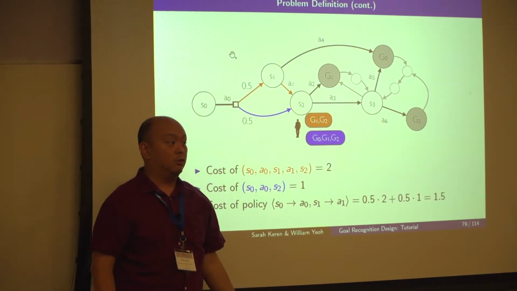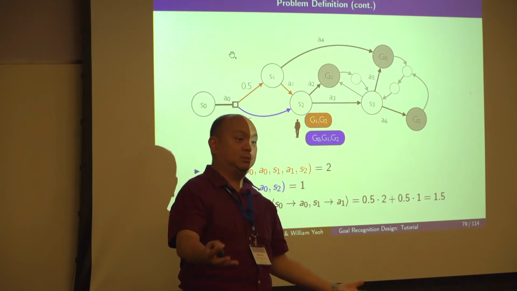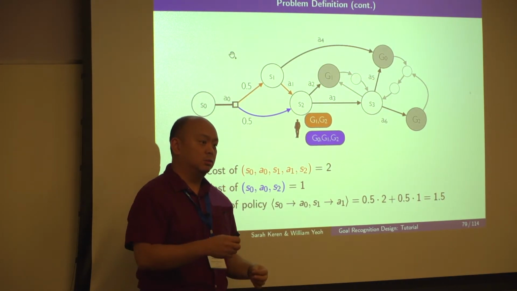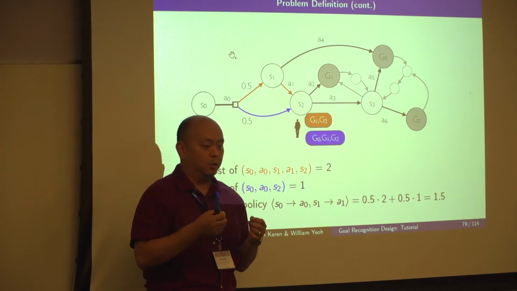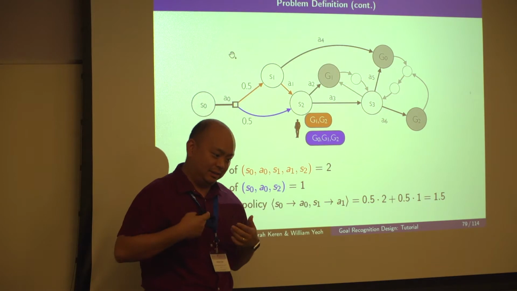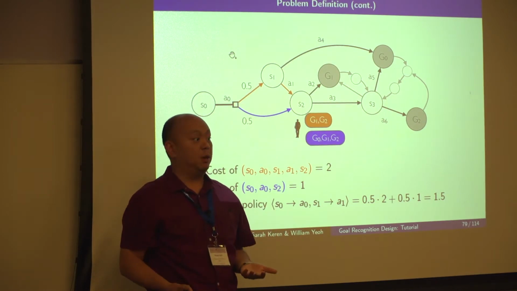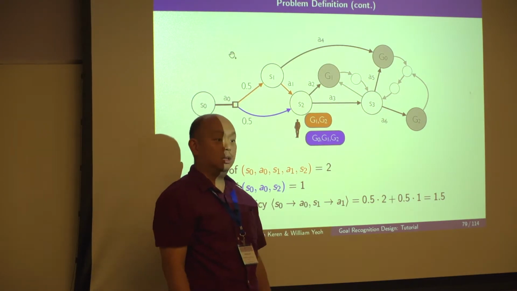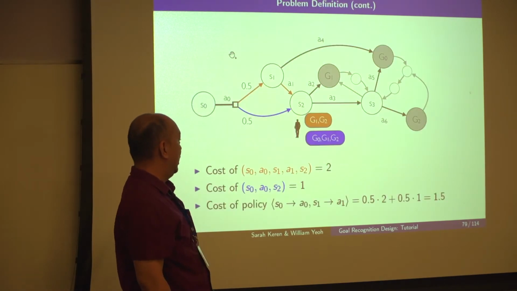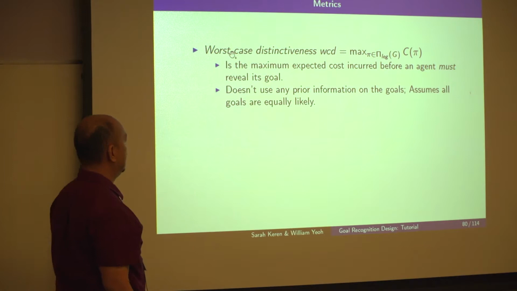So of course, if you look at a more complex policy where there are multiple possible trajectories, then you want to take the cost of the trajectory multiplied by the probability of the agent actually taking that trajectory if it executes that policy, right? Okay, so now that you also have the cost of partial policies, you can compare policies essentially.